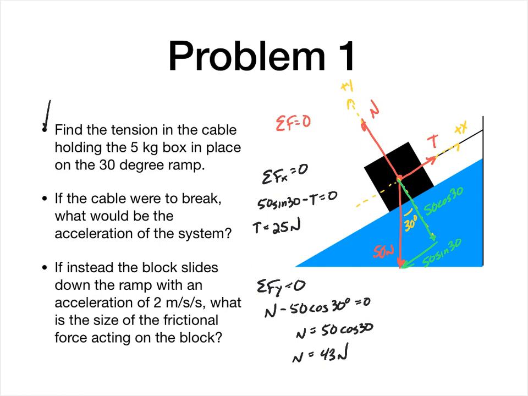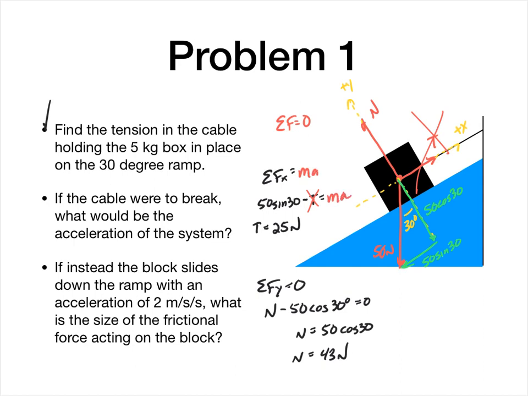Check. If the cable were to break, what would be the acceleration of the system? Well, if the cable were to break, there would be no tension force. So tension goes away. Also, though, if the cable were to break, the system is no longer in equilibrium. I get ma here.